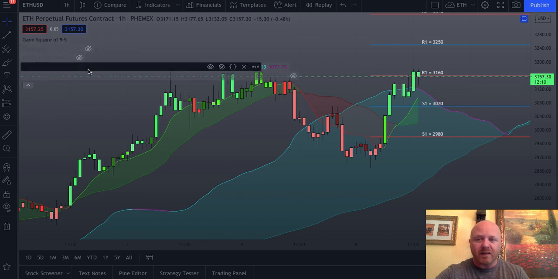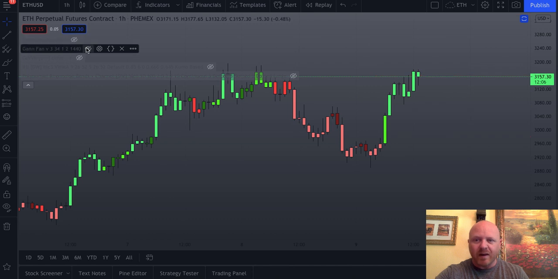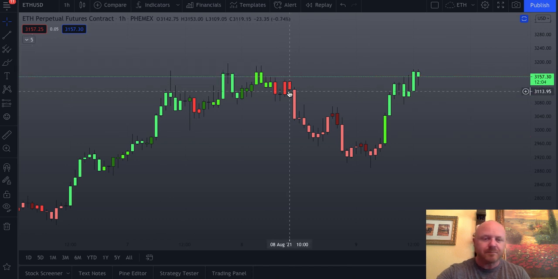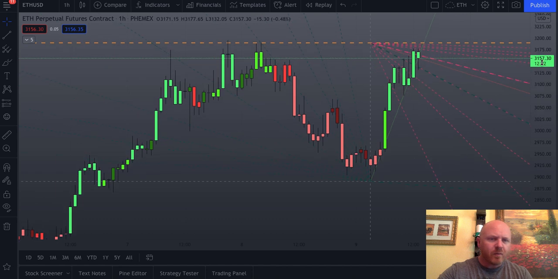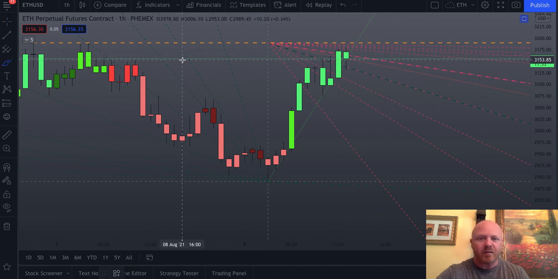Let's throw on the GAN fan because this catches the in-between levels of where there is support and resistance. So support and resistance here with the GAN fan, you can see that you're hitting resistance right now. It's the hot pink line. It's all resistance above you. Obviously, you're trading in a low volume area.